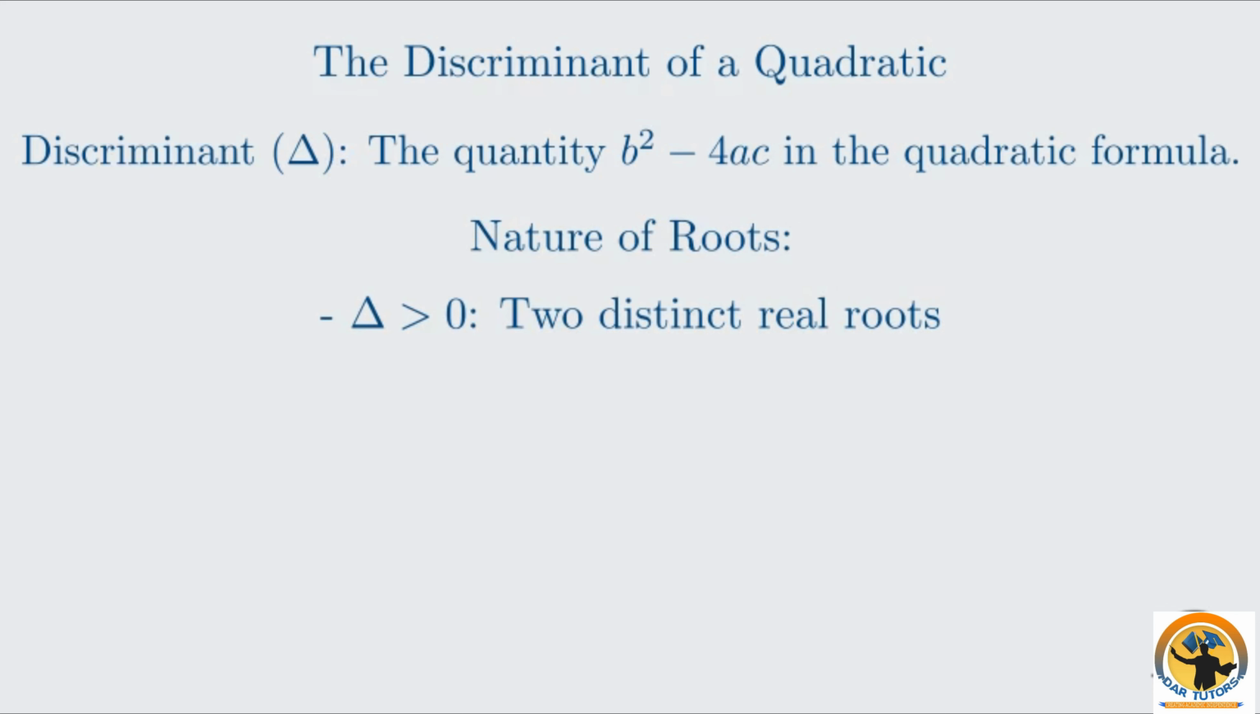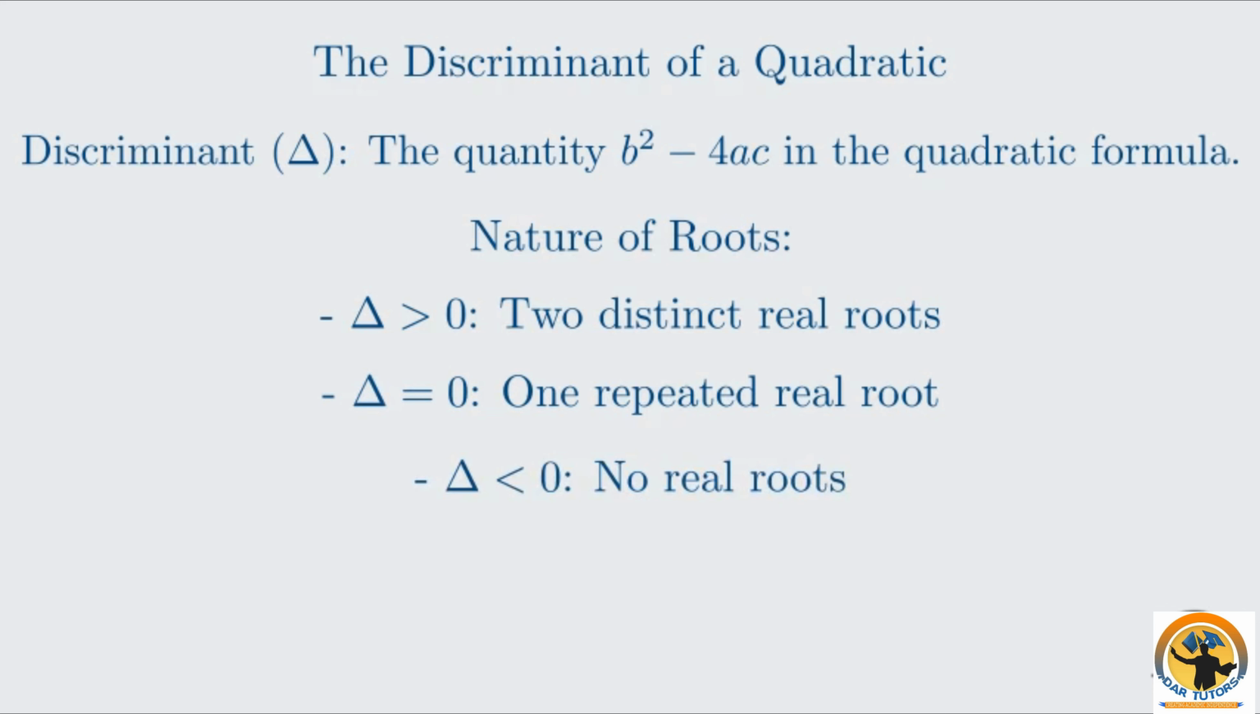This means we will have both a plus and a minus term, leading to 2 distinct real roots. Second, if the discriminant is 0, the square root term vanishes, and we are left with only one solution. X equals negative b over 2a. We call this a repeated root. Third, if the discriminant is negative, the square root of a negative number is not a real number. In this case, there are no real roots.